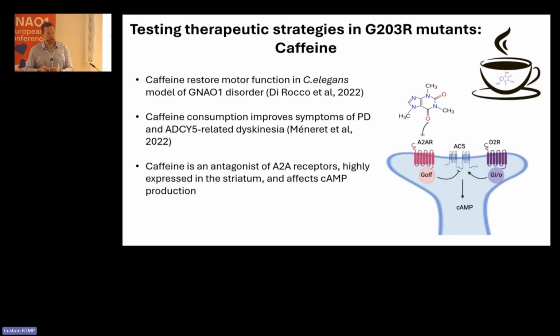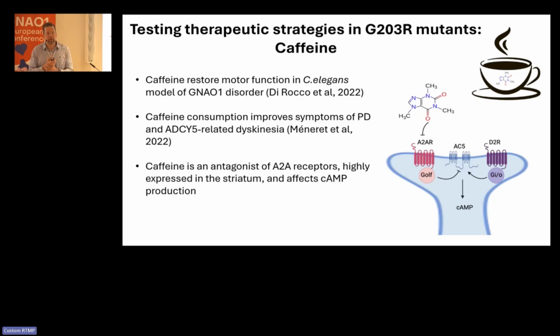And then we started thinking about treatments. How can we, knowing what we know, come up with different strategies? There's a fundamental report that was done by Simone and Martinelli that in the C. elegans models, caffeine does show promise. Interestingly, caffeine consumption also improves the movement-related phenotypes in ADCY5-related dyskinesias.